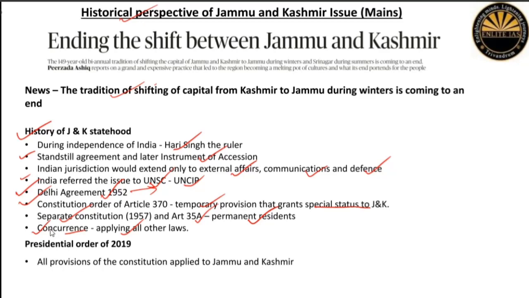However, the special status of Jammu and Kashmir was nullified by the Presidential Order of 2019, which made Jammu and Kashmir a normal state, and all the provisions of the Constitution applied to Jammu and Kashmir like any other state. Thereafter, with a parliamentary act, Jammu and Kashmir was reorganized into two UTs, Jammu and Kashmir and Ladakh. So this is the basic evolution of the Jammu and Kashmir statehood issue.